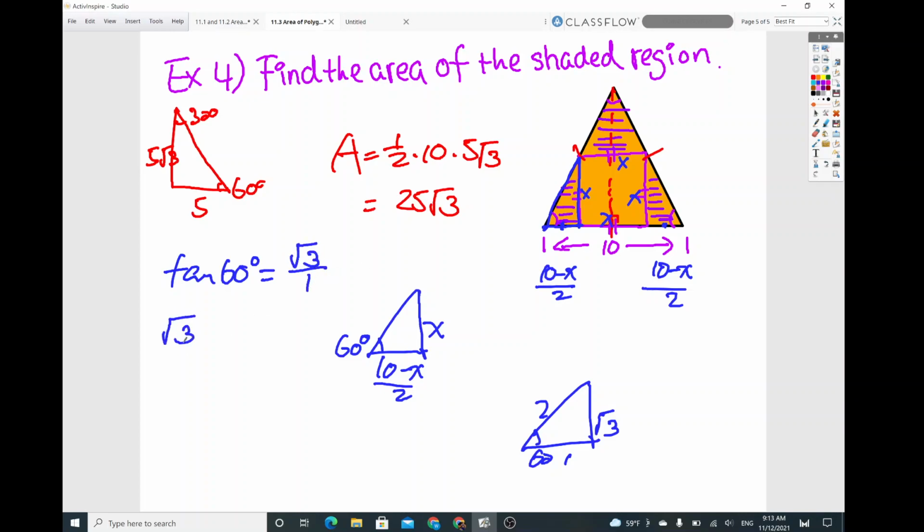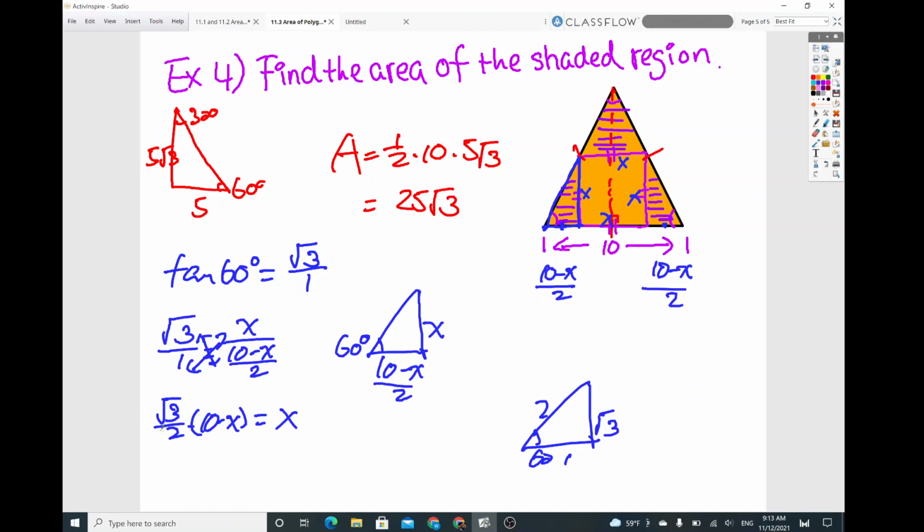Tangent of 60, which is opposite over adjacent, is root 3 over 1. So we can set it equal to this triangle here, opposite over adjacent, so x over (10 minus x) over 2. So there are a lot of things we need to think about. Okay, so we can do cross multiplication. What we found here is root 3 over 2 times the quantity 10 minus x, numerator times the denominator, and the other side is just 1x.